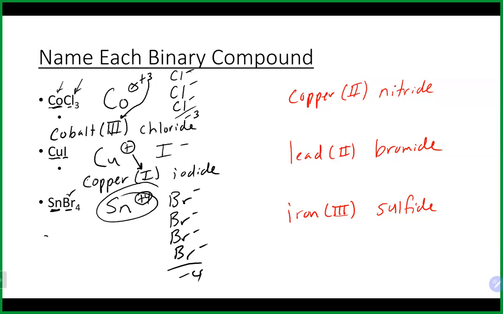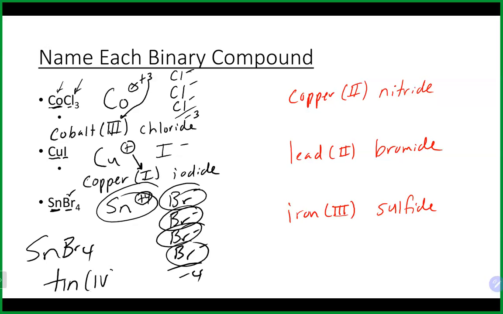That gives me 1 tin and 1, 2, 3, 4 of those guys, which is how we get to that formula. But this would be tin Roman numeral 4 because of the charge. And again, regardless of how many we got going on there, it is just going to be bromide at the end of it. Any questions on any of those names?